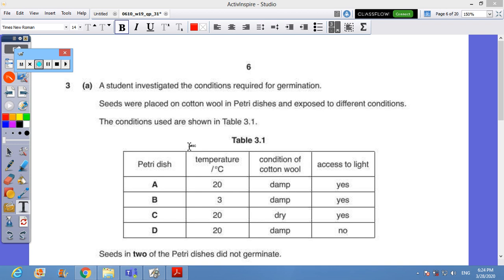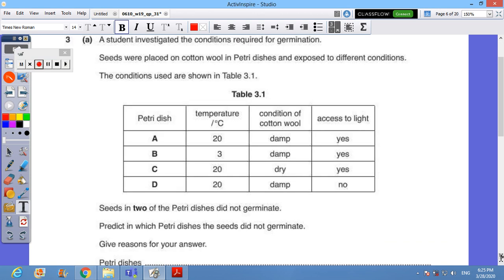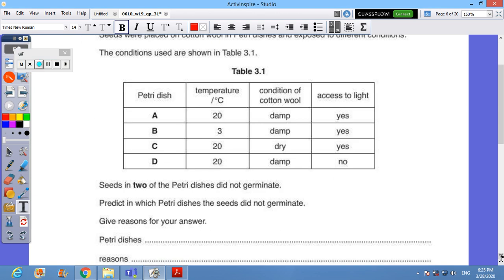Hello everyone. Now question 3a. Student investigated the conditions required for germination to happen. Seeds were placed on a cotton wool in a petri dish and exposed to different conditions. The conditions used are shown in the table. I have A, B, C, D meaning 1, 2, 3, 4 investigations and 4 different circumstances. 3 of them are at the same heat temperature. 1 is much lower. Okay. 3 of them are in damp. 1 of them is in the dry. Access to light, all of them except the last.